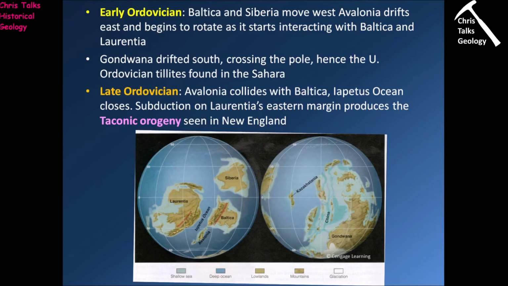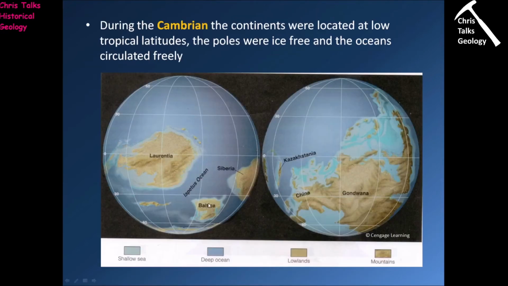So, in the early Ordovician, what's going on? So, by the early Ordovician, we have Baltica and Siberia moving westwards. So, if you remember, Baltica's down here, Siberia's over here, and we're going to see both of them moving approximately westward toward Laurentia. Don't forget, in between them we have the Iapetus Ocean.